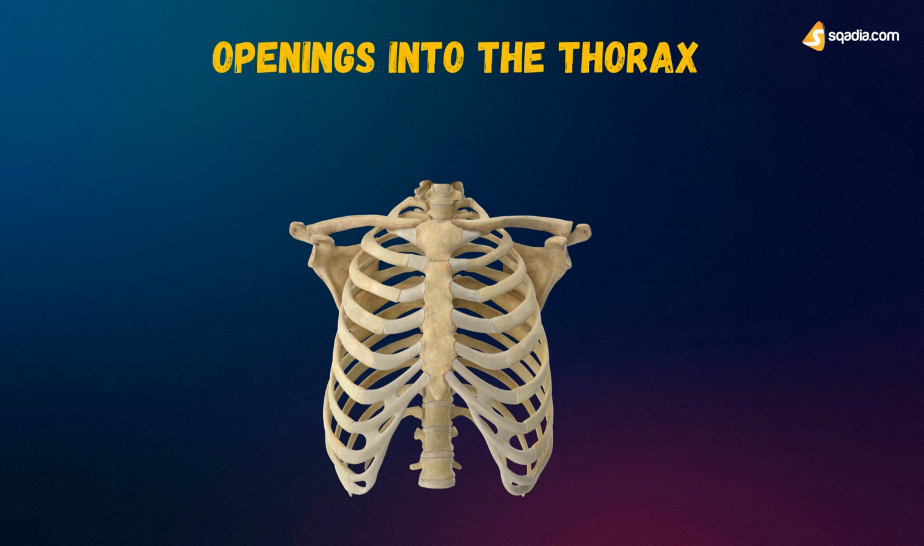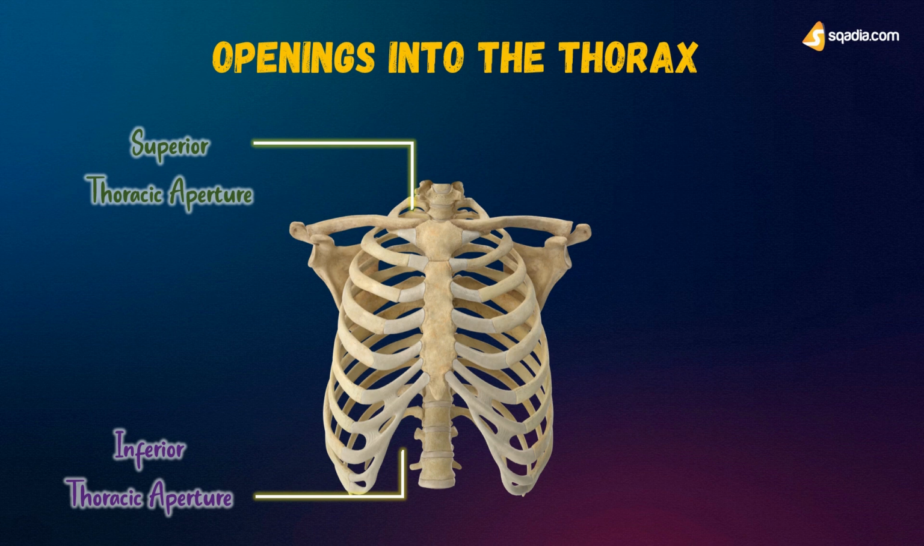Well, there are numerous gaps that connect the thorax with other regions and separate the bones of the thoracic cage from one another. Well, there are apertures present at the upper and lower parts of the thorax, known as the superior thoracic aperture, connecting the thorax to the neck regions, and the inferior thoracic aperture, connecting the thorax to the abdomen. We have already discussed the apertures in the previous section. If you have not watched it yet, do check it out.